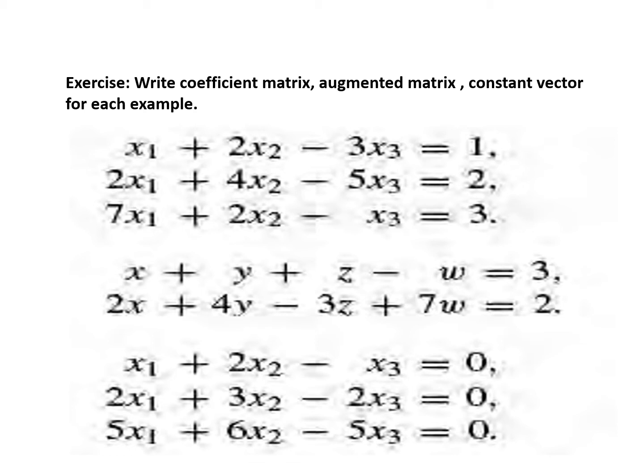This is the third example. x1 plus 2x2 minus x3 equals 0, 2x1 plus 3x2 minus 2x3 equals 0, 5x1 plus 6x2 minus 5x3 equals 0. So here you have to write the coefficient matrix A, the augmented matrix A hash, and the constant vector B.